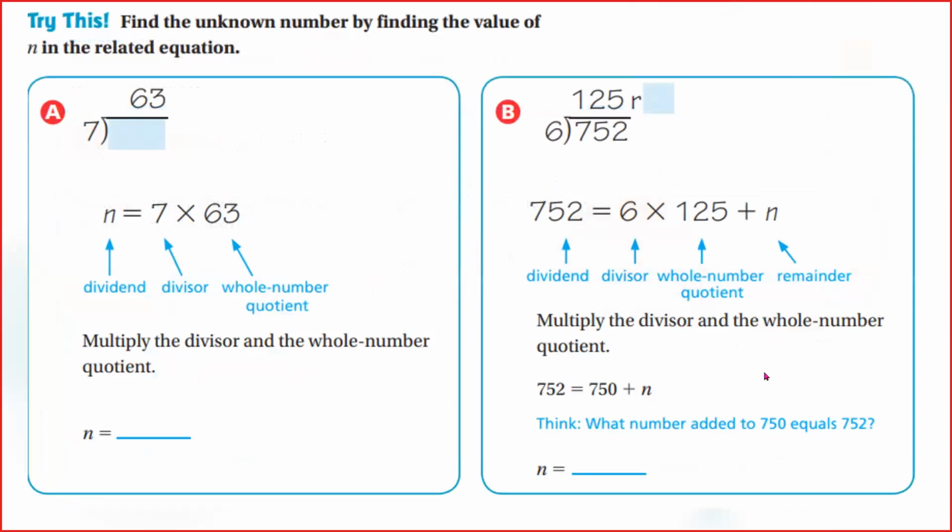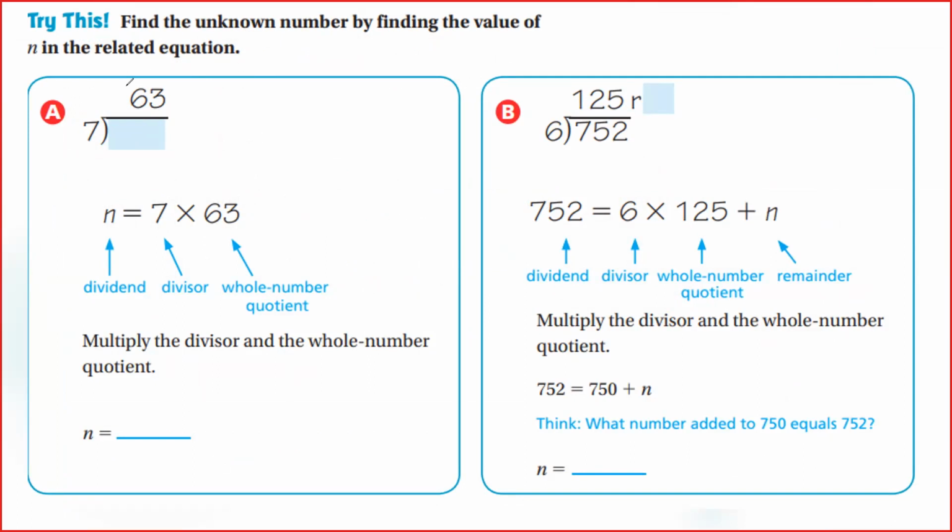Now, all of you, please, I want you to go back to page 94. Okay? Now, we said that if we have a number that I divide by 7, I get 63. So what will the number be? How can I know what the number is?